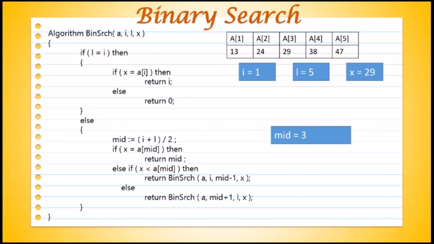So 29 is equal to a of mid. So what is a of mid? A of 3. And in a of 3, the value which is present is 29. So is 29 equal to 29? Yes, this condition is true. That means we will return the mid value. So what is the mid value? 3. So we are returning 3. That means the searching element is present at the third position.